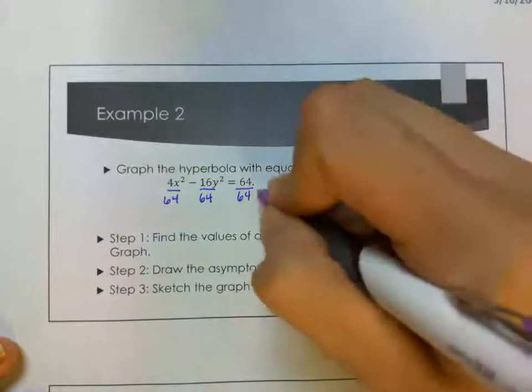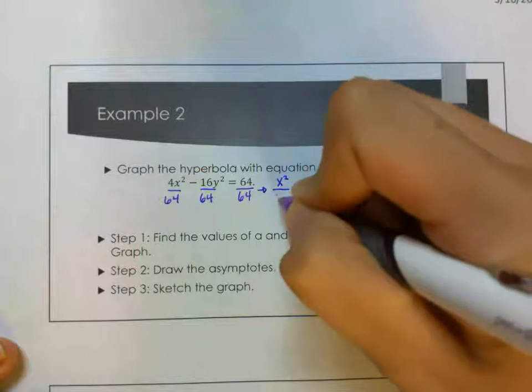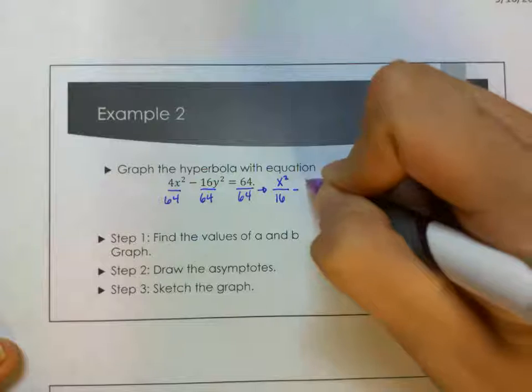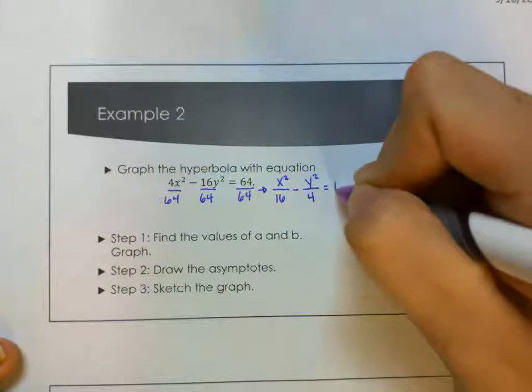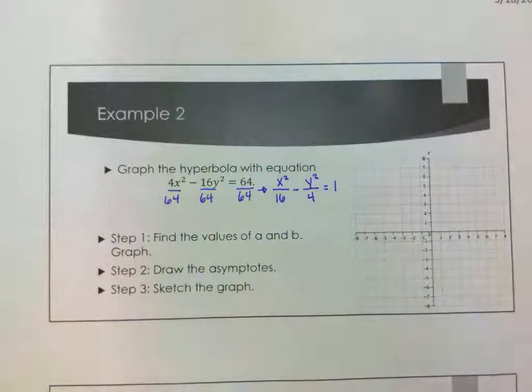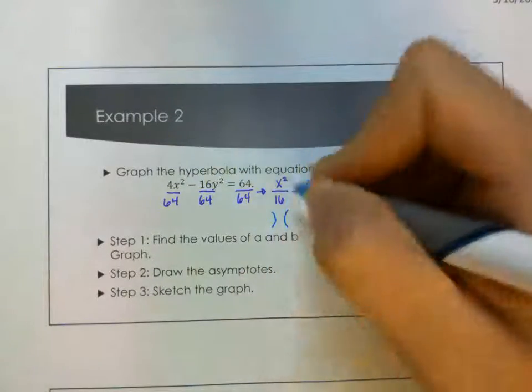And what that does is it gives me x squared over 16 minus y squared over 4 equals 1. All right, that looks a little bit better. That looks like something I can work with. So first of all, which direction is this going to open? Because x squared goes first, it's going to open left and right.